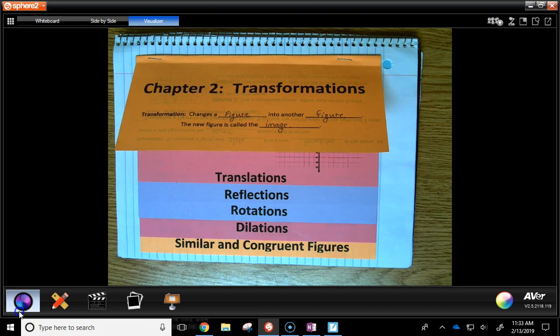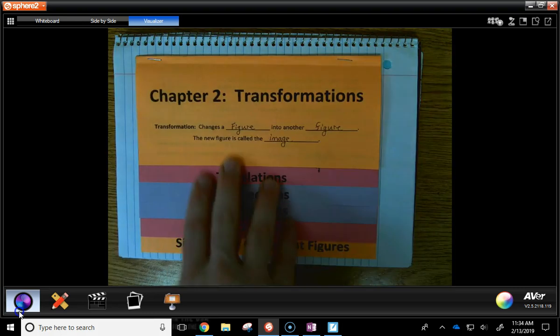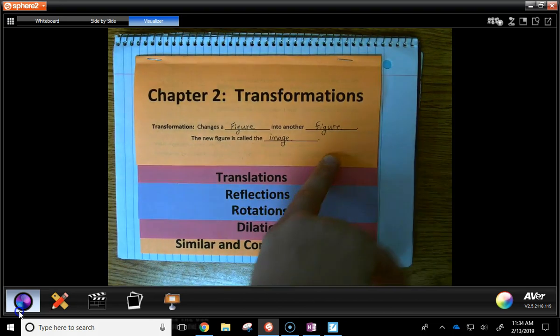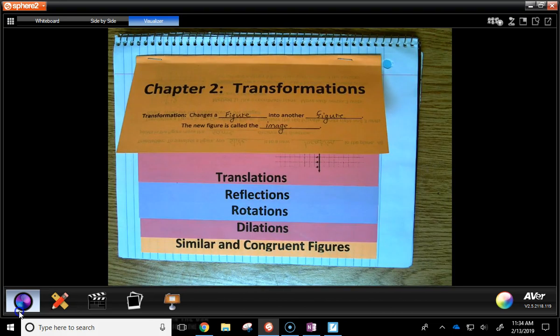So we're going to fill in the blanks for what they have there. So the first thing says transformations. Changes a figure into another figure. The new figure is called an image. We kind of discussed that yesterday. You guys were doing your Desmos. So, putting it on the front of your cover. So that's going to be our biggest thing, is that what we are learning about is how transformations are going to be changing one figure into another figure.